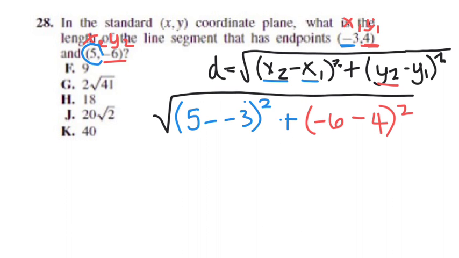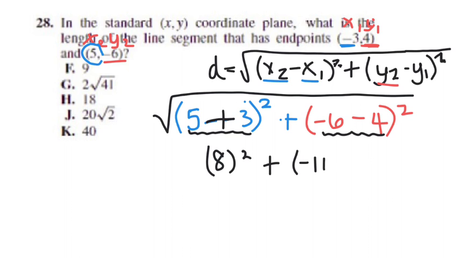Now go through in PEMDAS. Here in blue, a negative and a negative actually make a positive. PEMDAS will have you do what's inside the parentheses first, so you're really doing 5 plus 3, which is 8. So we'll have 8 squared there. And over here in red, inside the parentheses, -6 minus 4 is -10, squared. Then square everything.